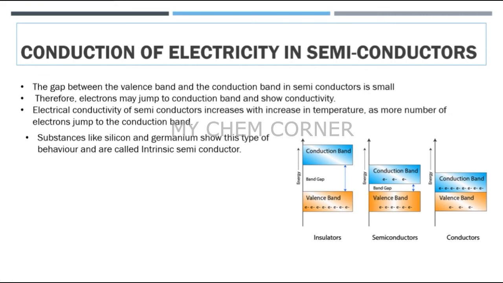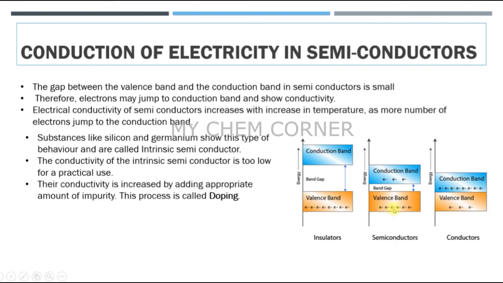Now, what kind of elements in your periodic table show this semiconductor character? These are substances like silicon or germanium, basically your group 14 elements. They show properties like a semiconductor. The conductivity of an intrinsic semiconductor is too low for practical use. So say you want to do some experiment in the lab. We don't generally prefer a semiconductor because the conductivity is much lower, so instead they prefer a conductor.